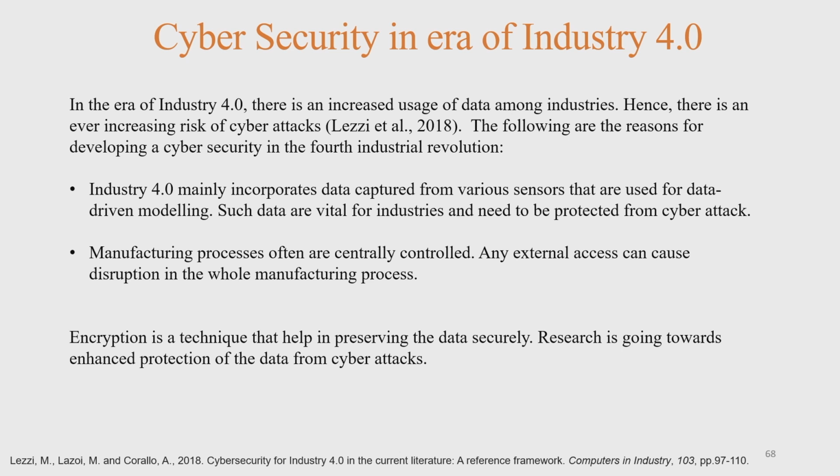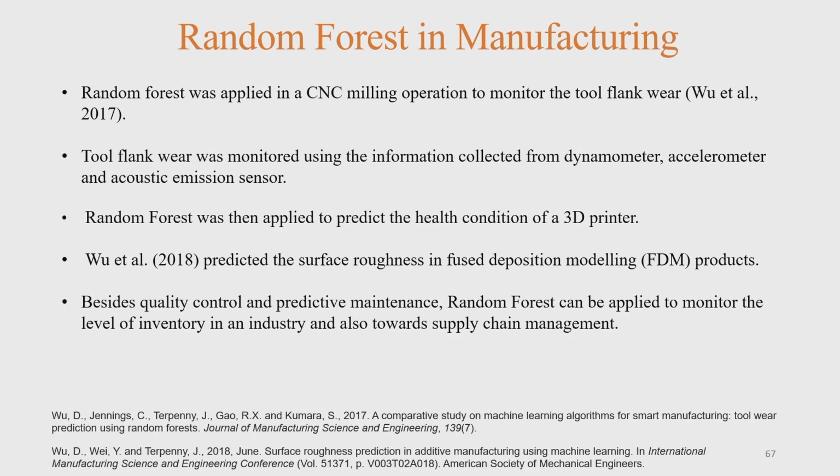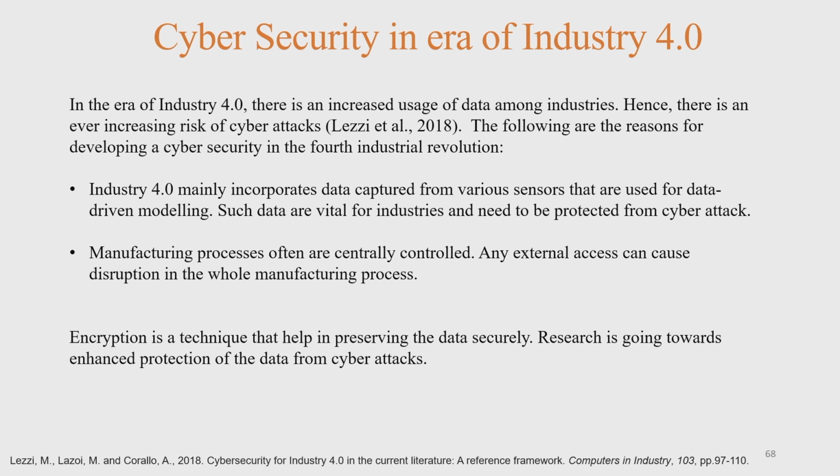Okay, so for example, this is a random forest, and bootstrap sample inputs are there. T1 does one prediction, T2 does another prediction, T3 does another prediction. All these predictions are combined, and you find the mean of all predictions, and that is the random forest output. Random forest has been applied in manufacturing, in CNC milling operations to monitor tool flank wear, to predict the health condition of a 3D printer, and for surface roughness measurement, and many such things.